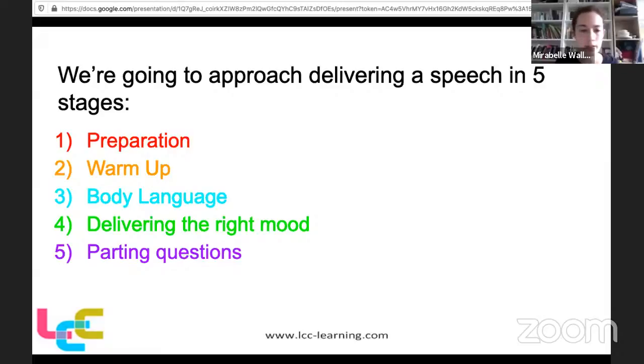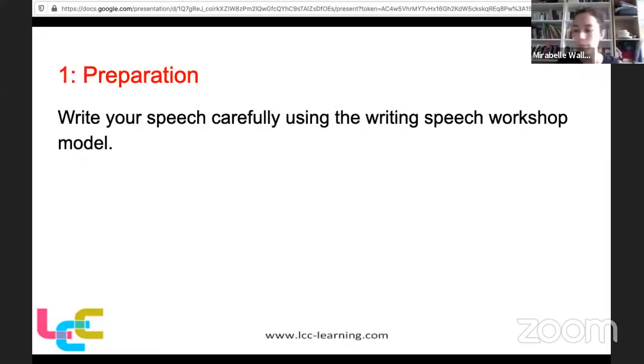Okay, so number one, preparation. So I suggest that you write your speech very carefully using the writing speech workshop model that we used on Monday. So for those of you who were there, can you remember what that was? Can you remember the structure that I gave you?